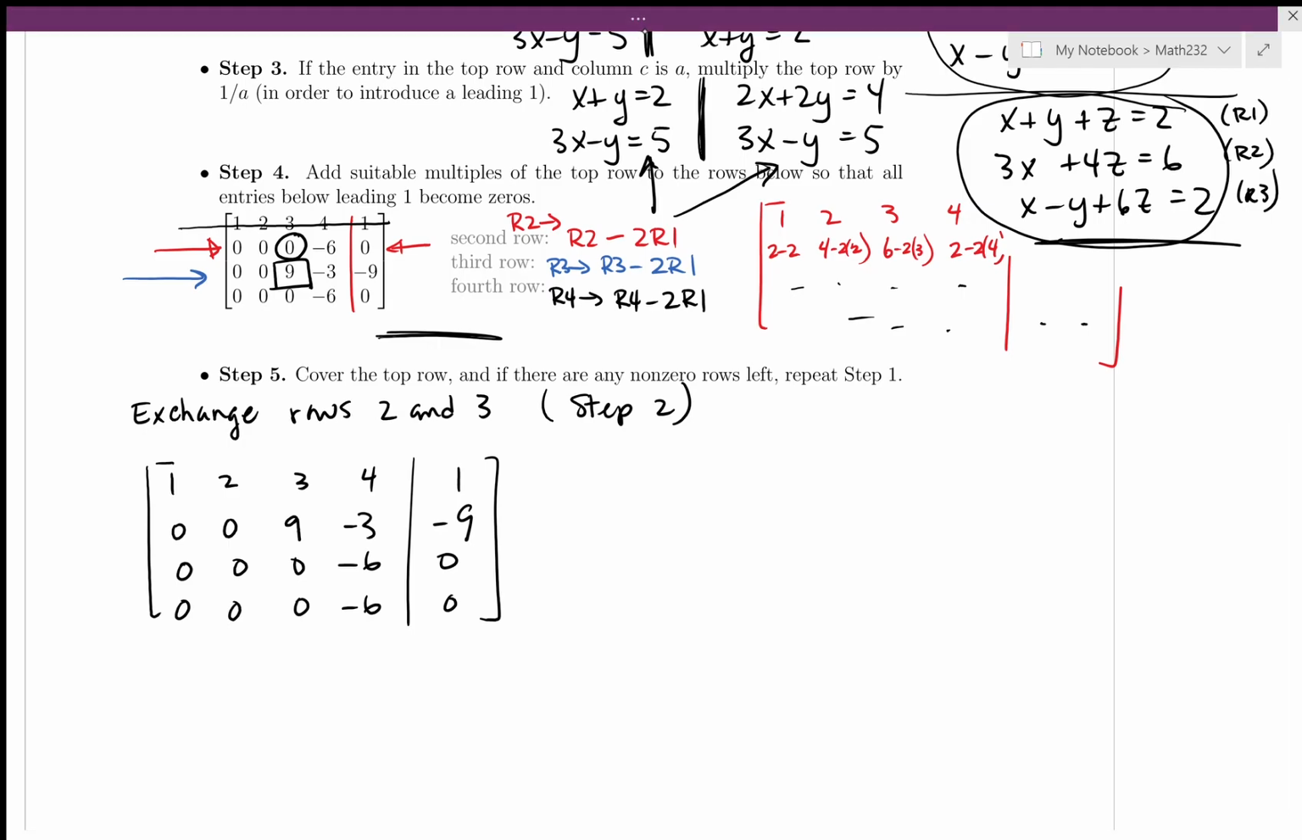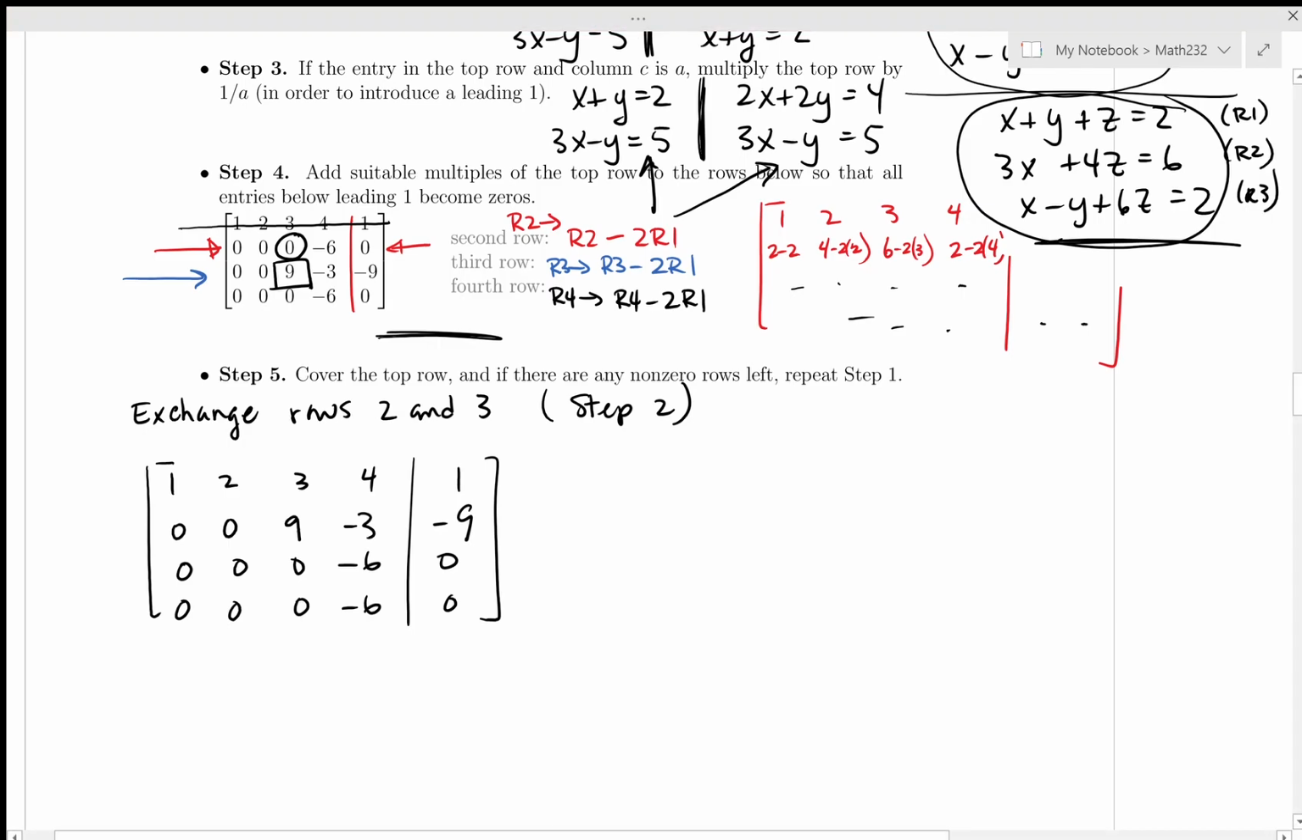Then, according to my instructions, I want to make this guy here a 1. So I'm going to now introduce a little bit of notation. I'll sometimes go like this. And what am I doing? I'm saying that R2 is going to become 1/9 R2. This is multiplying both sides of my equations by 1/9.